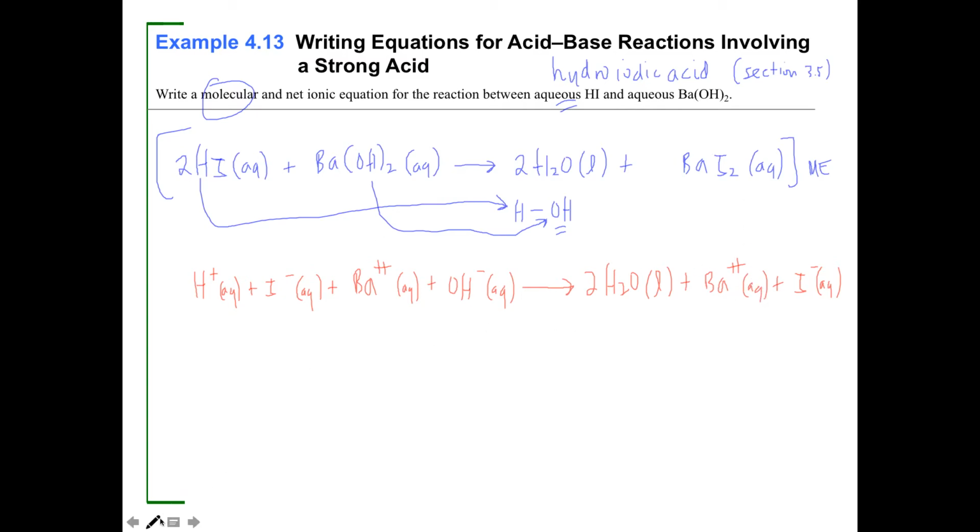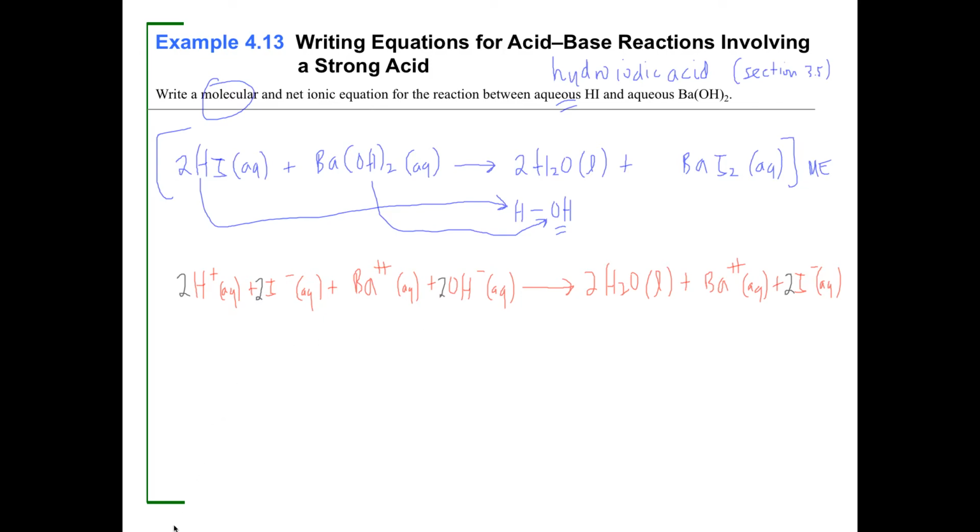I guess I really ought to balance this first. That's probably bothering somebody, isn't it? Good. Should bother you. So it looks like there's 2 protons here, 2 iodides, 2 hydroxides, 1 barium, and 2 iodides. Can you see my 2 here?